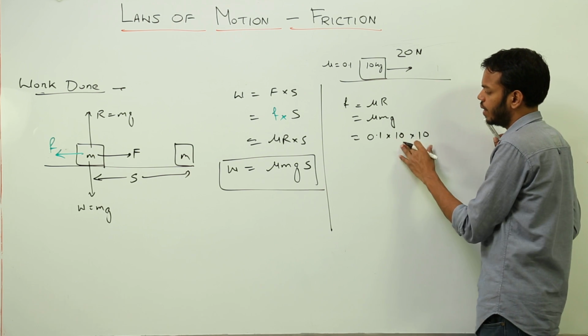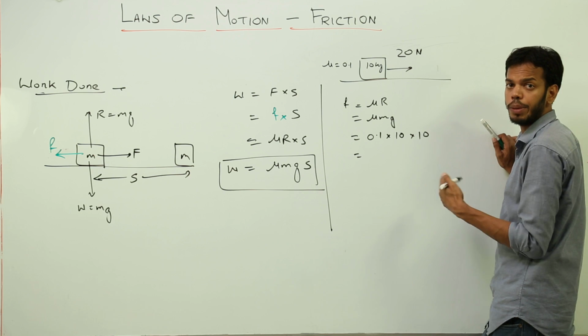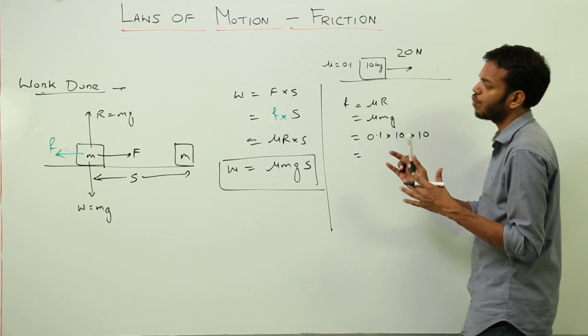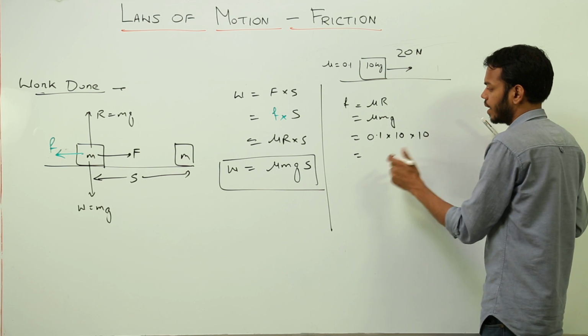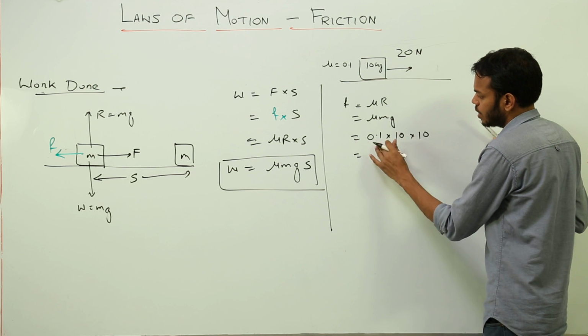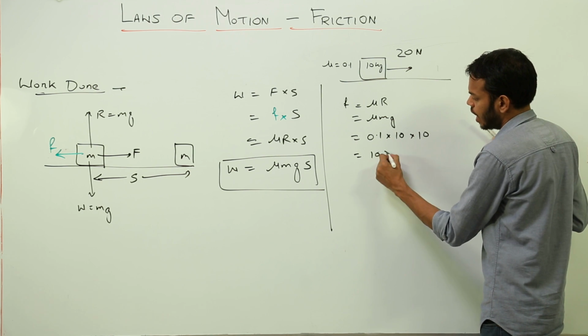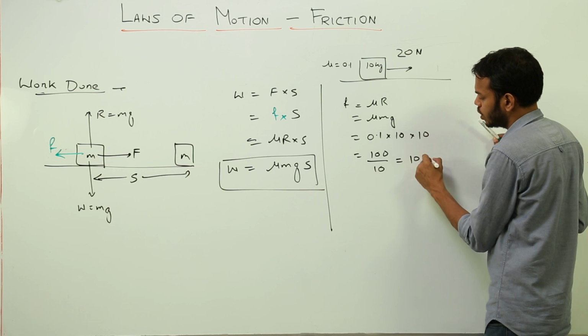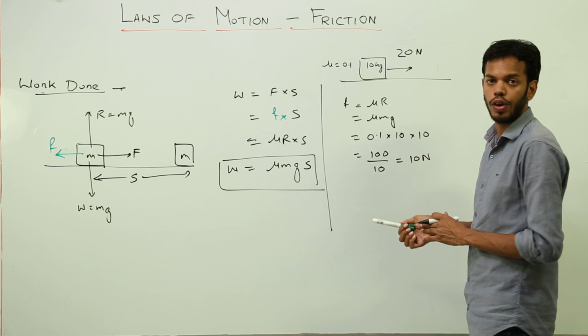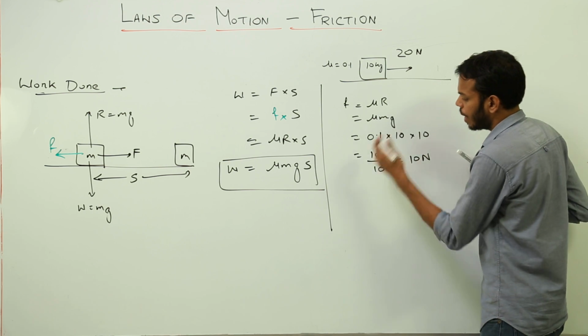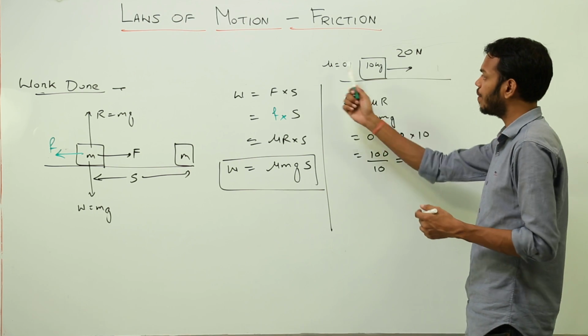It should be 9.8, but right now, just to give you the exact idea I'm going to explain, I'm taking it as 10, just for numerical ease. So this comes out to be 100 upon 10, which is 10 newtons. So the frictional force is 10 newtons and the applied force is 20 newtons, right? So the applied force is much greater than the frictional force.